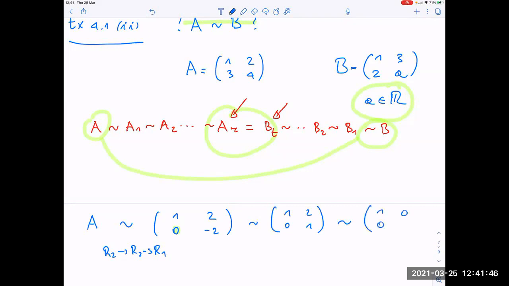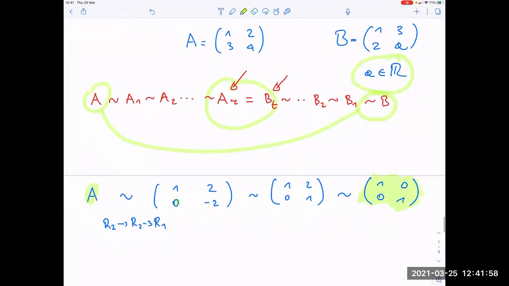I can get to this level here, right? So you see, I can get from A to a very special matrix. So you see, A and B are row equivalent if and only if B is row equivalent to the identity. So now I try to produce the identity from B, and this is the pattern I follow, okay?